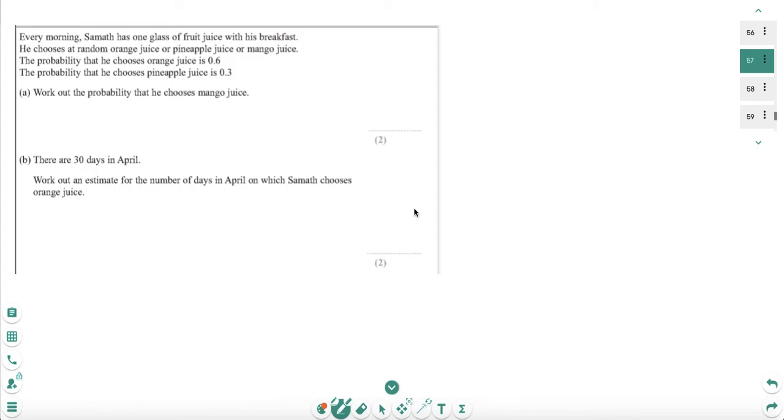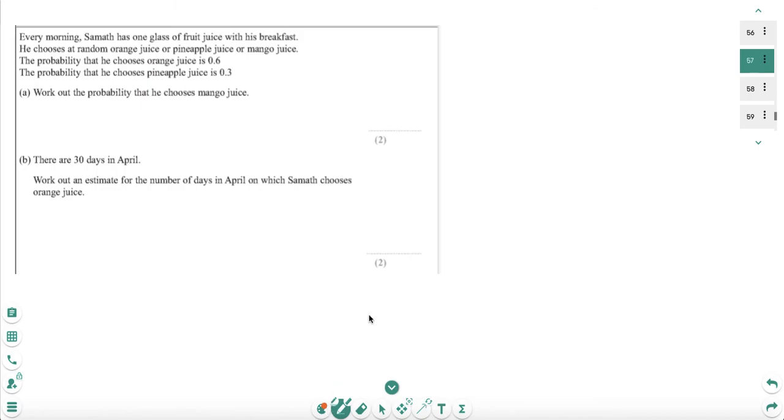Guys, probability. Let's just go through a few of these questions and you'll eventually see that they're all very similar to one another, okay? Every morning, Samath has 1 glass of fruit juice with his breakfast. He chooses at random orange juice or pineapple juice or mango juice. The probability that he chooses orange juice is 0.6. The probability that he chooses pineapple juice is 0.3. Work out the probability that he chooses mango juice.